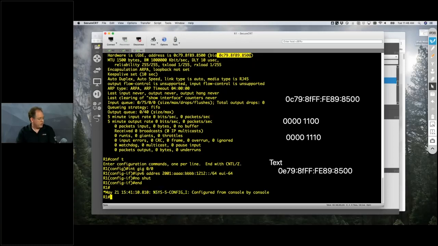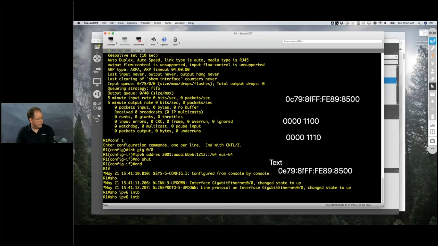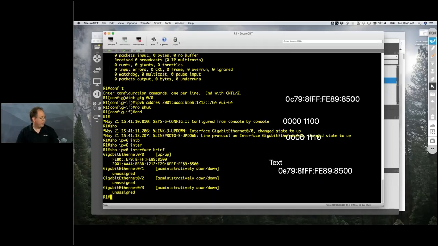All right. Show IPv6 interface brief. And there we have it. So there is that prefix I just gave him. And see this? He truncated the 0, so he left off the leading 0. And there we have our EUI-64 interface ID, just as we converted it right there. All right, so that's how EUI-64 works.